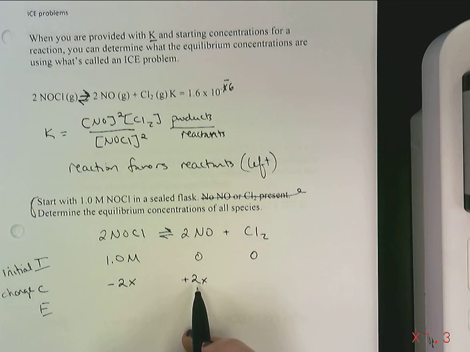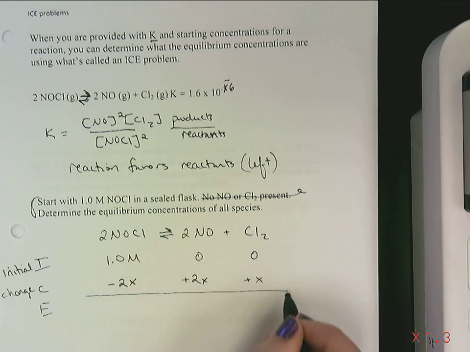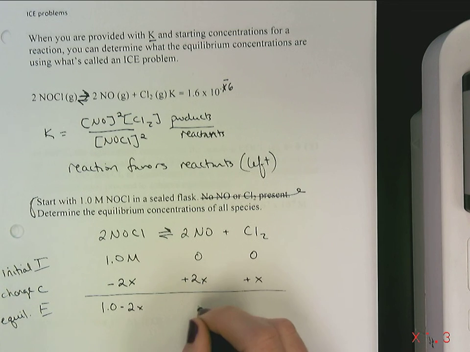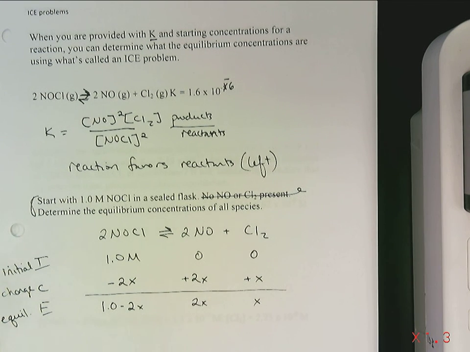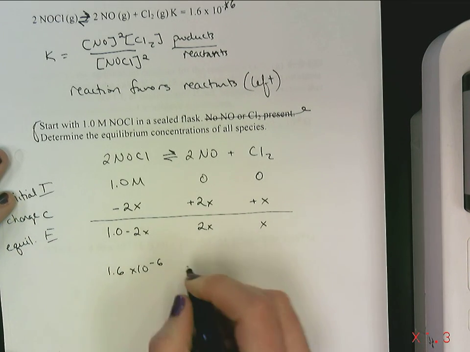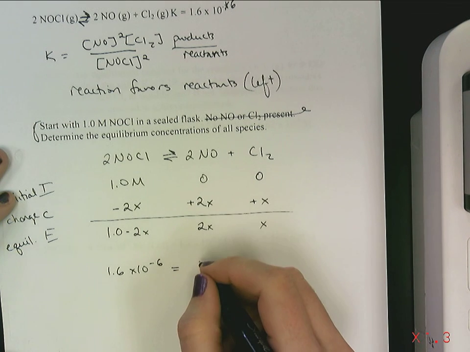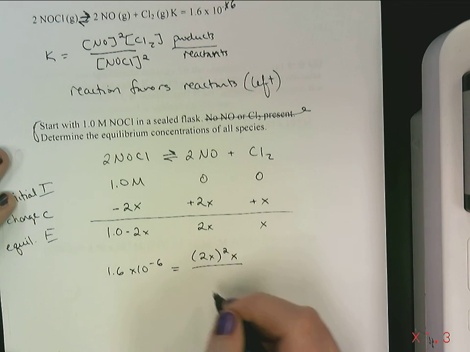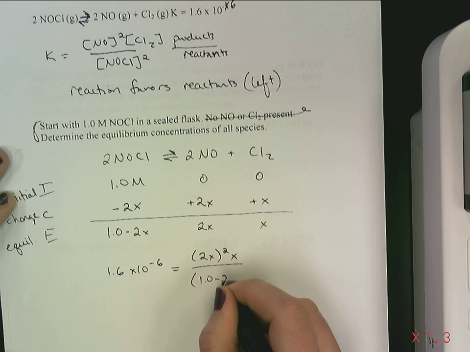Now I'm going to be making products, and again, this ratio, it's going to be 2 times the amount of Cl2 that I'm making. So I'm going to use these algebraic quantities to express the ratio with which reactants and products are formed. And then at equilibrium, I'm going to have concentrations of 1 minus 2x, 2x, and x. So this is where my K comes in. 1.6 times 10 to the negative sixth is going to equal, using my expression up here, the concentration of NO squared times the concentration of Cl2 over the concentration of NOCl squared.